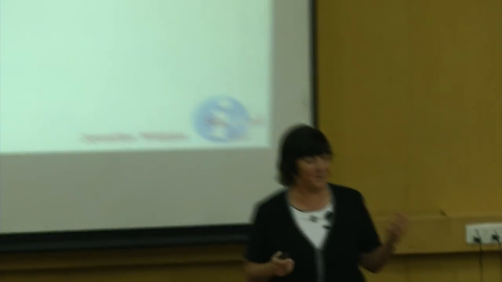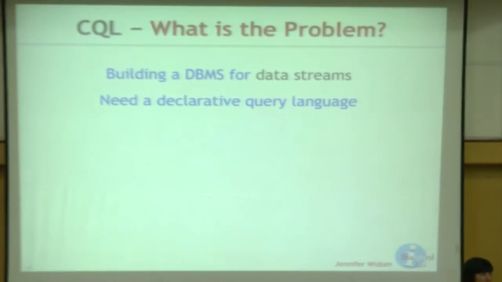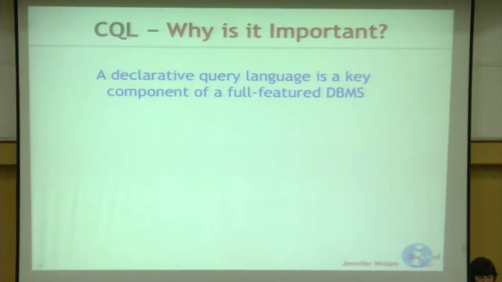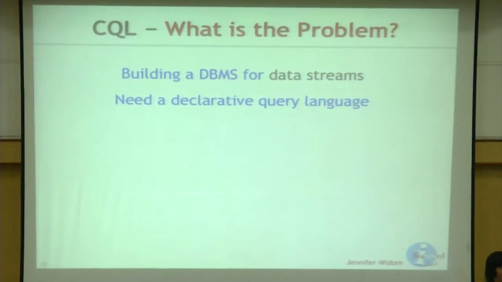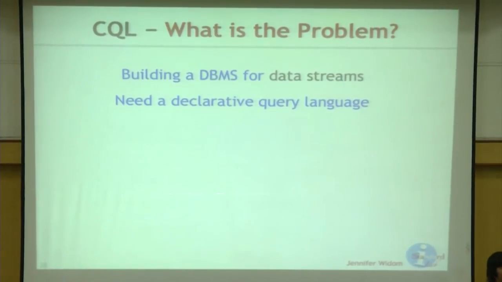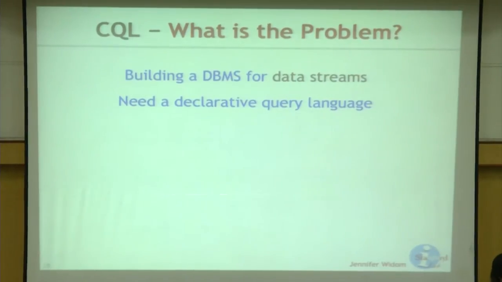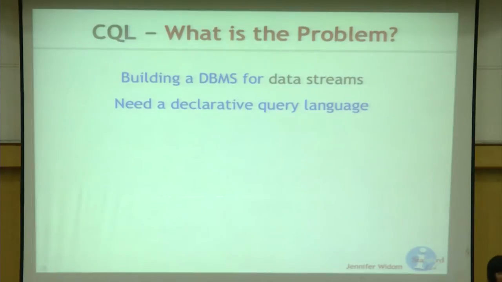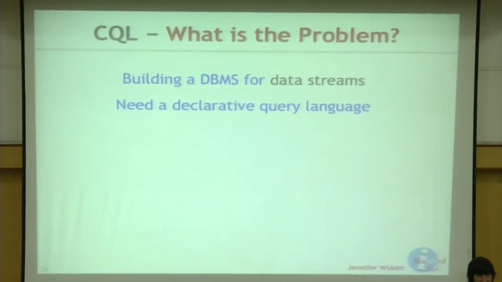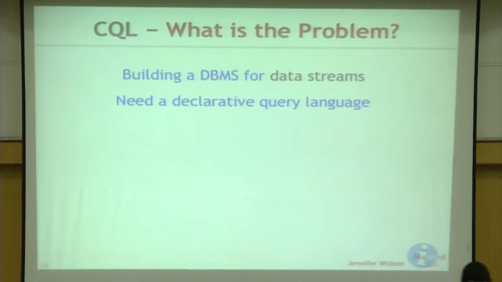Okay, so I'm going to just go through the five things again. What is the problem? The problem is we were building a database system for data streams, and we needed a declarative query language. Sorry, it went a little fast there. So you probably all know, but a declarative query language is a query language where you describe what you want out of the database, and you don't describe how to get it. So I want all employees that earn more than their manager. You just say that in the query, not, you know, open this file and iterate through these tuples and then open that one and match.